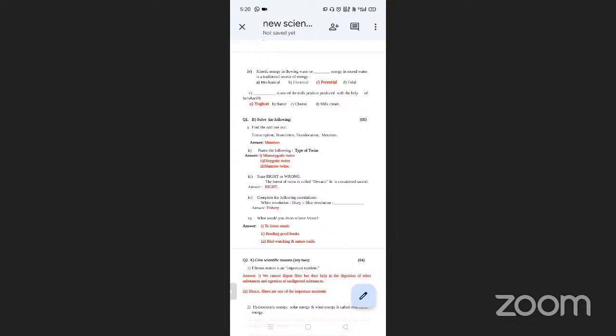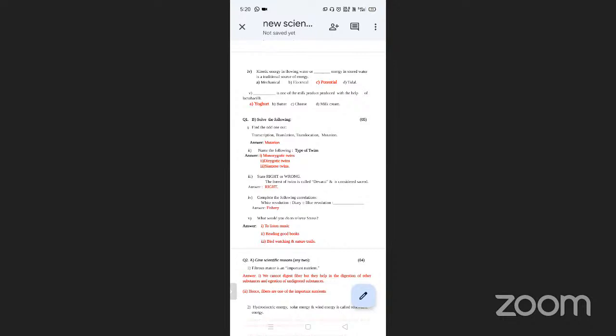Then the fourth question is, complete the following correlations. For the correlation, remember always that you need to correlate it. You have to show the relation. Like white revolution is related to dairy. So blue revolution is related to what? You need to write it as blue revolution is related to the fishes, right?